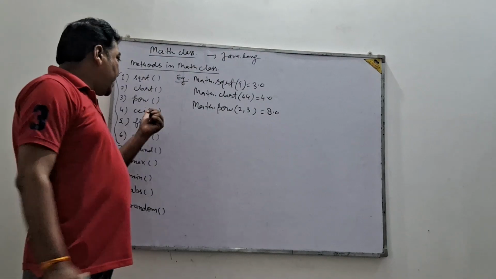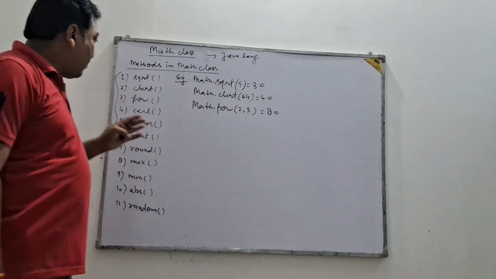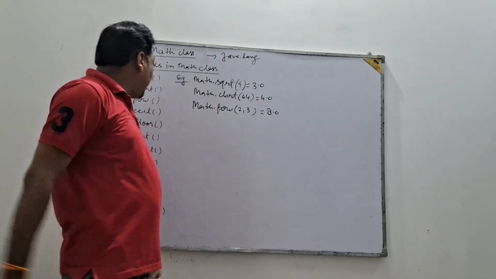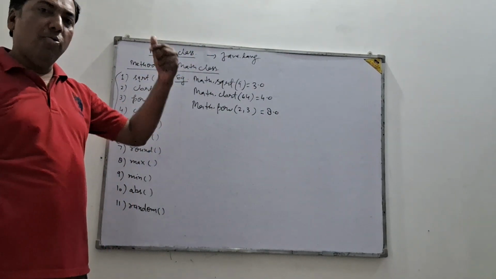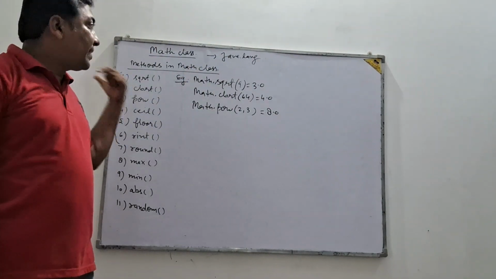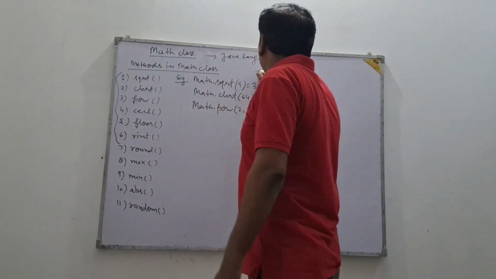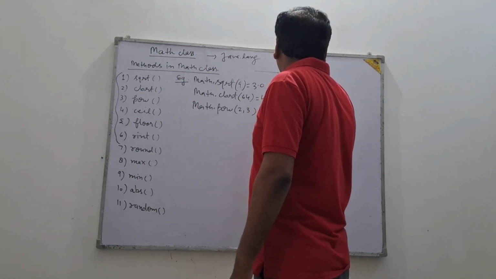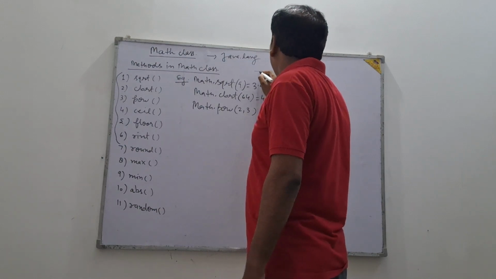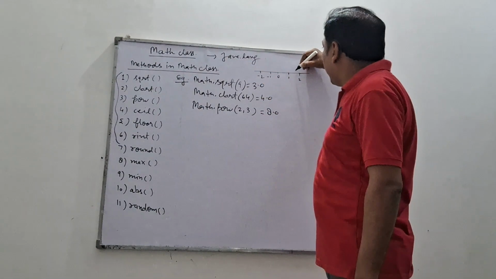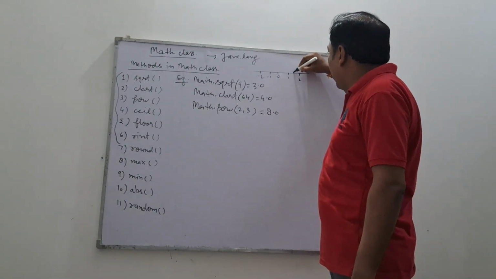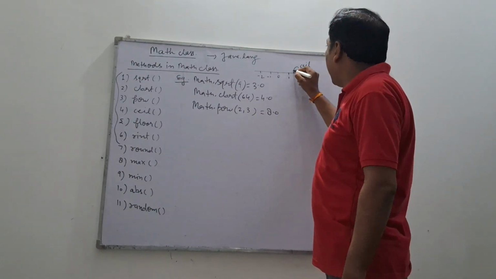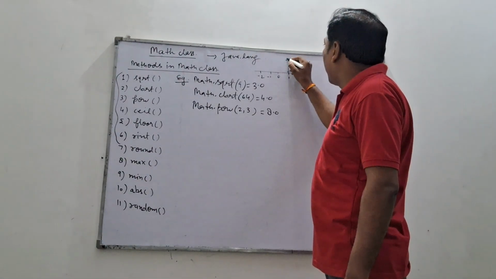Ceil and floor. The ceil function is used to find the rounded up value and floor is used to find the rounded down value. Rounded up means the nearest whole number on the right side of the number line, and rounded down means the nearest whole number on the left side of the number line. See this example. Suppose this is 0, this is 1, this is 2, this is -1, -2. If you are finding the ceil of a number, it will give the rounded up value. This is for ceil, and this is rounded down for floor.